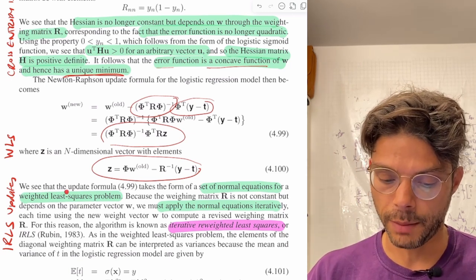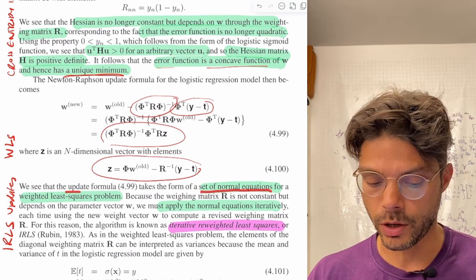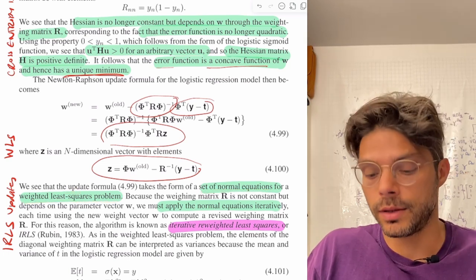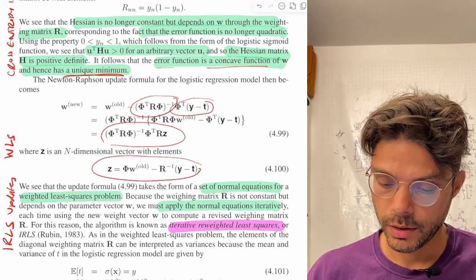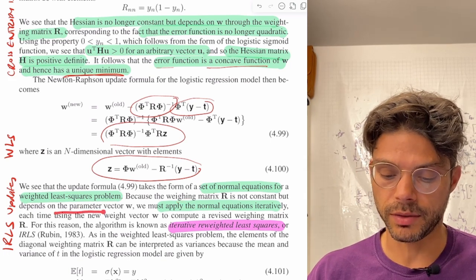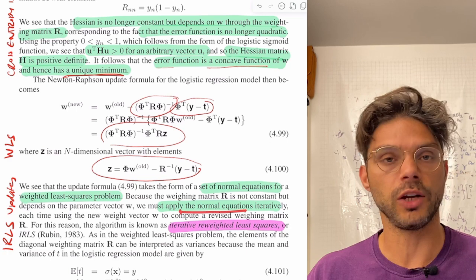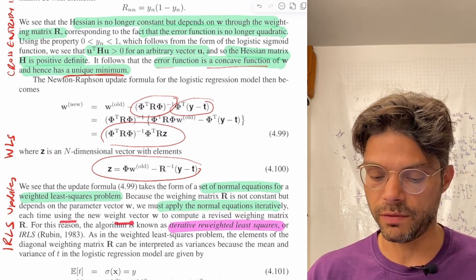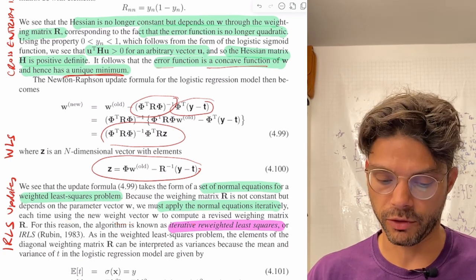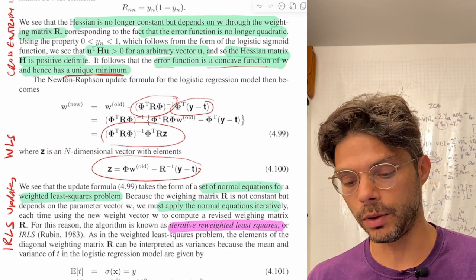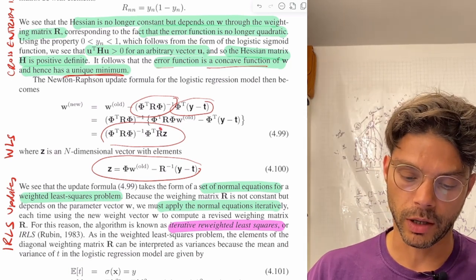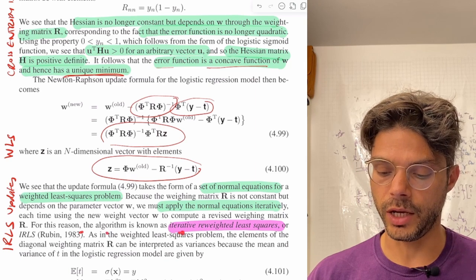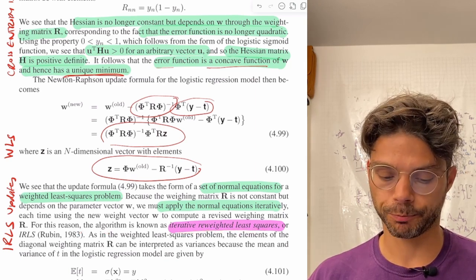we see the update formula takes the form of a set of normal equations for a weighted least squares problem. Why does it do that? There's no comment on this. Because the weighting matrix is not constant, but depends on the parameters, we must apply the normal equations iteratively. So we keep doing this again and again, each time using the new weight vector to compute a revised weight matrix R. You update your W, get some new outputs, update your R, and keep going until you converge. For this reason, the algorithm is known as iterative reweighted least squares.